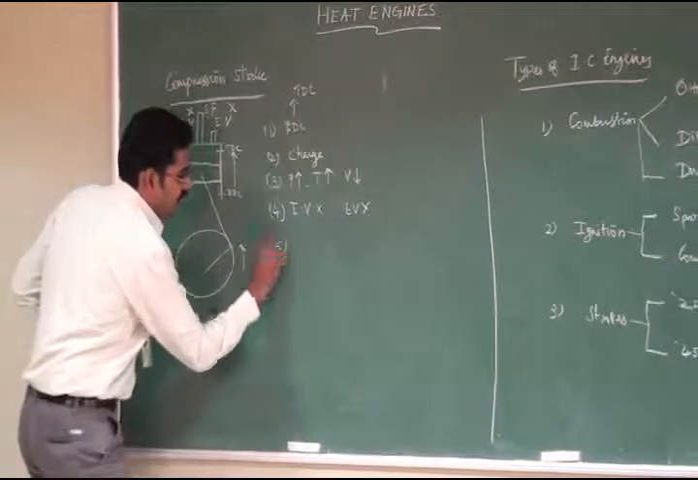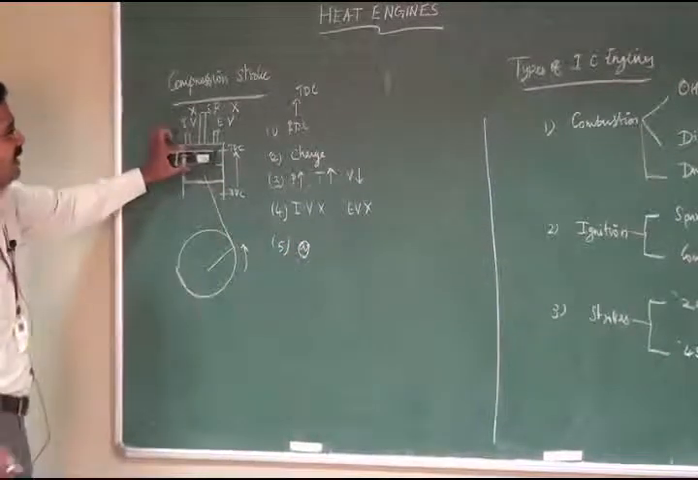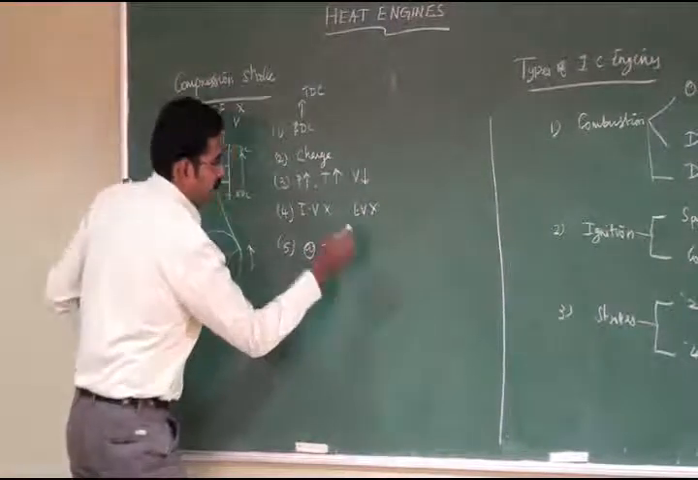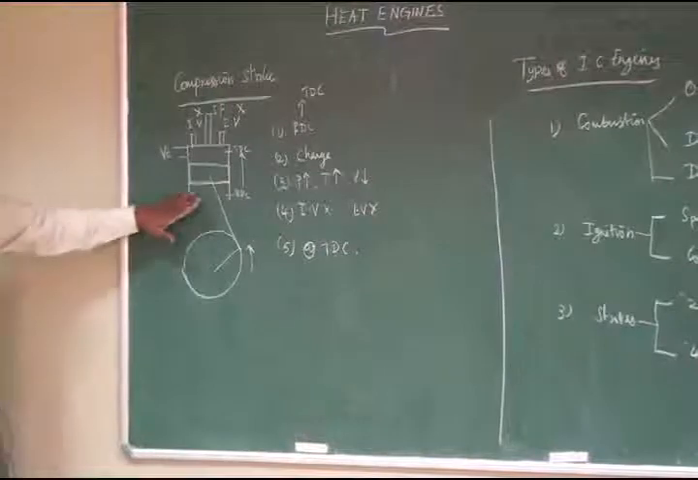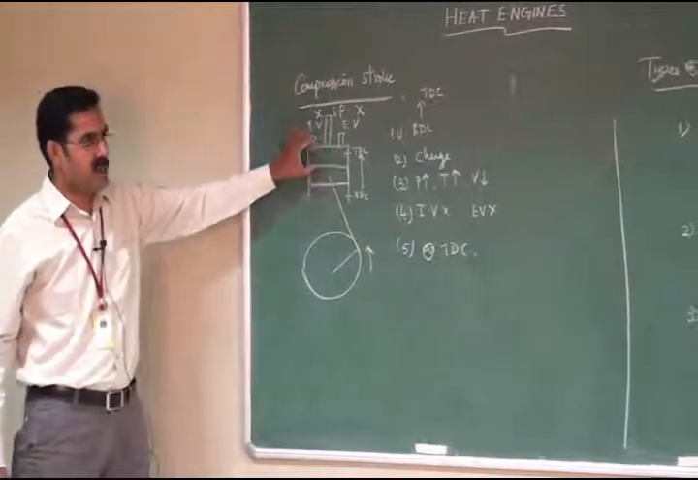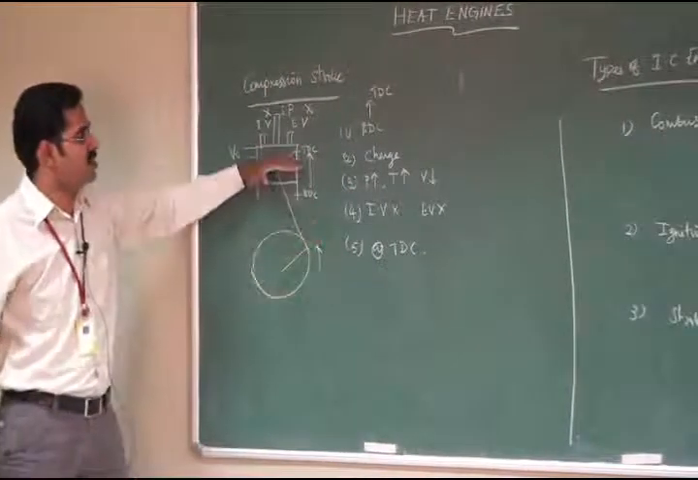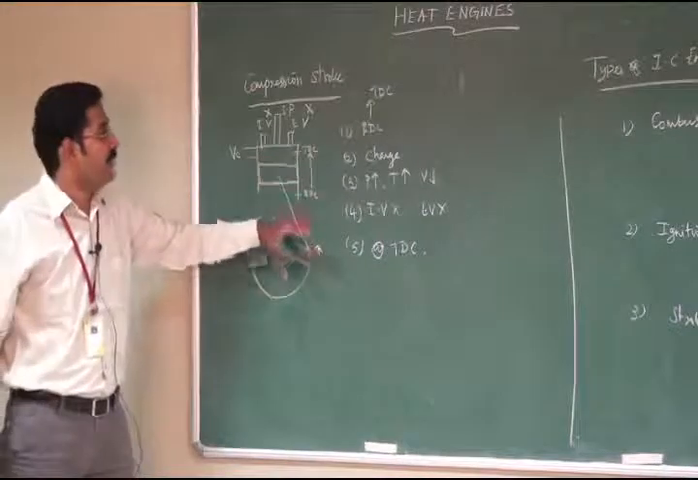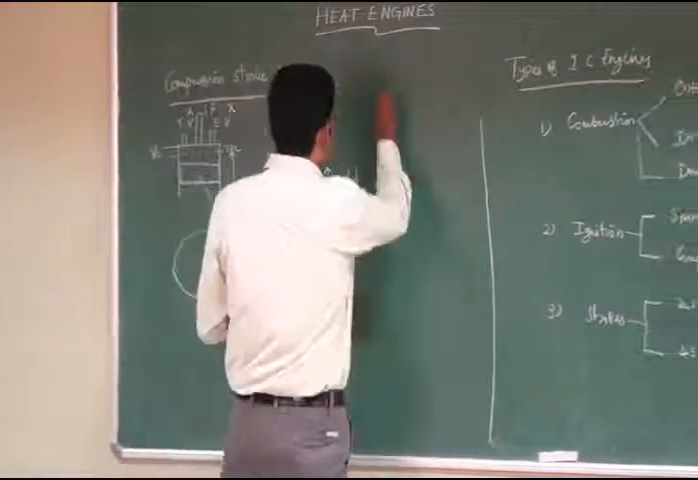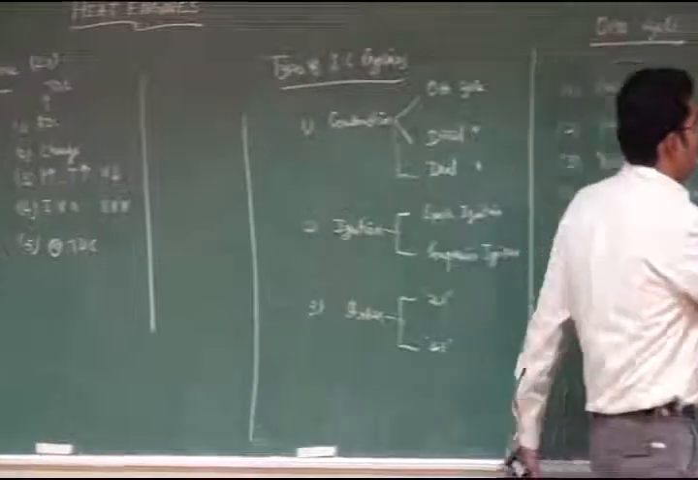At the end of the compression stroke, the piston position will be at TDC. So the motion of the piston is BDC to TDC, and the air fuel mixture gets compressed. The compressed air fuel mixture at high pressure and temperature is called charge. At the end of the compression stroke, the piston position will be at TDC. Then this is the second stroke, and the suction stroke is called the first stroke.